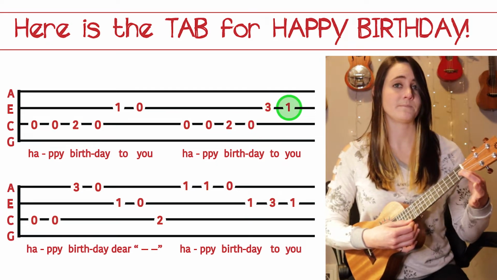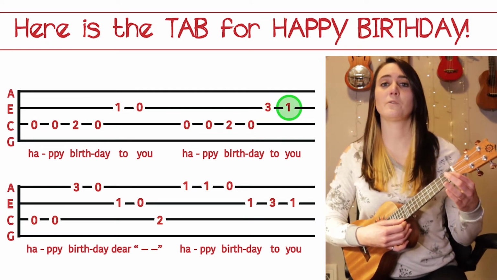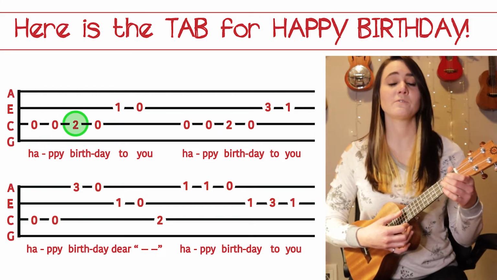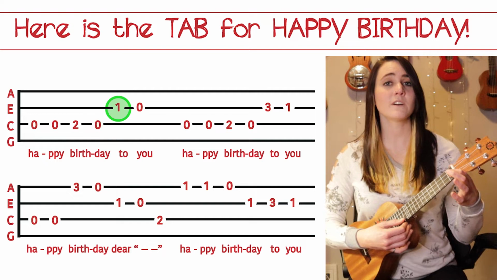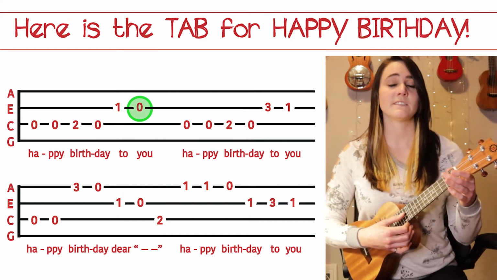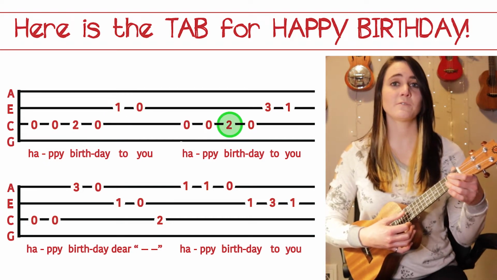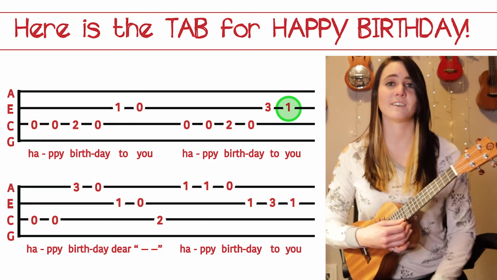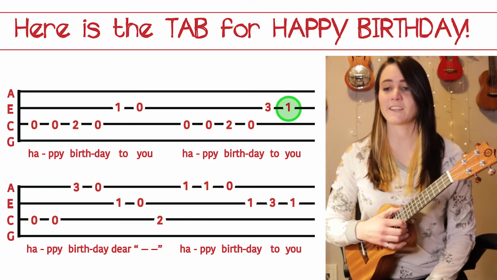3, 1. Let's try the whole thing from the beginning. 0, 0, 2, 0, 1, 0, 0, 0, 2, 0, 3, 0. Awesome. Let's jump down to the second line.